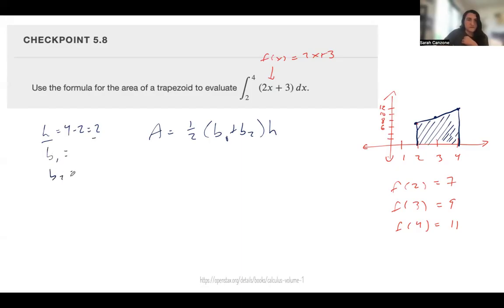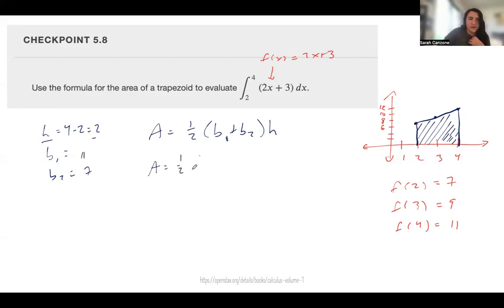Base 1 and base 2 are just going to be the heights of each end side of your trapezoid. So the height for the left part is just going to be f of 2, which is 7. It doesn't matter which one you assign base 1 and base 2 to. So I put that at base 2 just to stir things up. And gotta have a little bit of fun, right? Base 1, we can say, is the other one. So that'll be f of 4, which we said was 11.